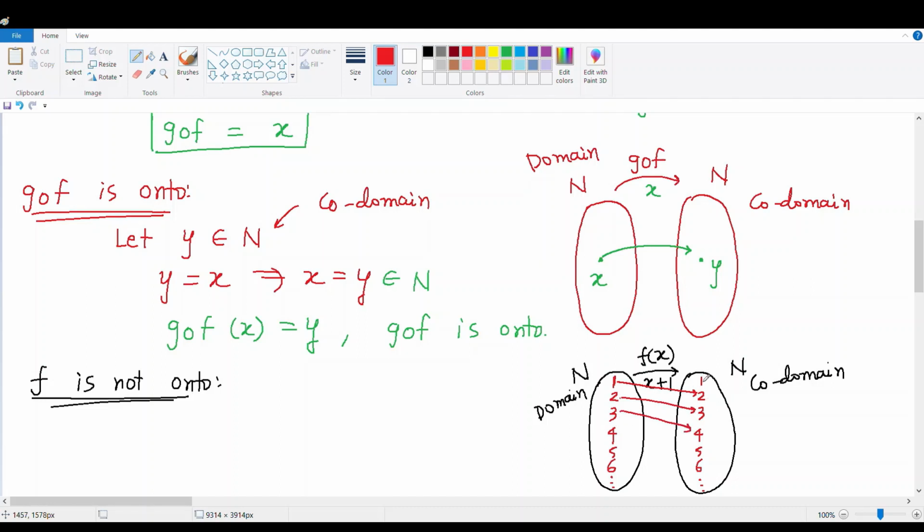How to get this 1? So to get this one, you have to pick 0. But there is no 0 in this domain. So that means this number 1 will have no pre-image.